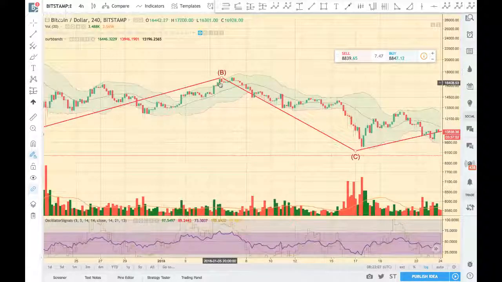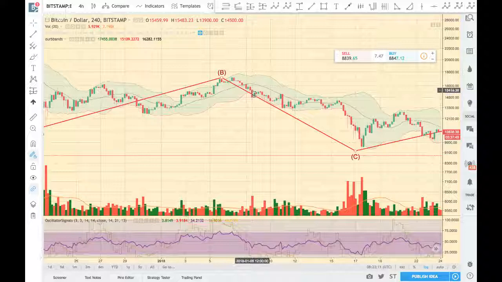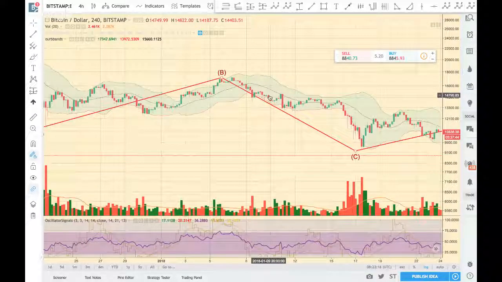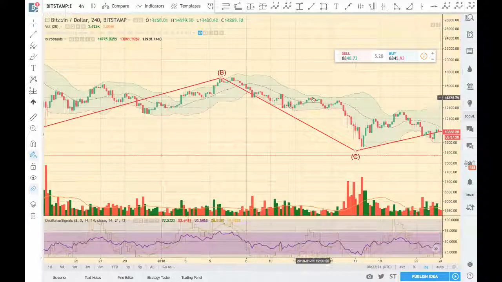So here again, it tried to break out, got rejected, going back down again. Here it tried to break out of the bands again, got rejected, stayed within the band. And you can see it retreated to the mean. Again, tried to break out, got rejected, moving back into the mean.